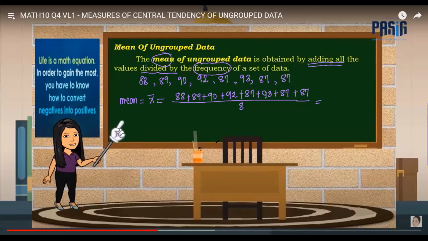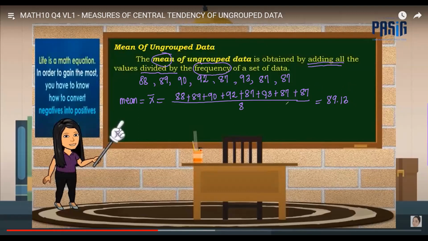89.125. 89.125 or 13. Okay? So as you can see, ang ginawa niya, inad niya na to lahat. Dinivide niya ngayon sa 8, kaya naging 89.13. Okay, do you understand the process? For you to get the mean, use a symbol, and then we have to add all of the values, and then we divide that to the frequency. Ibig sabihin nun, ilan sila.